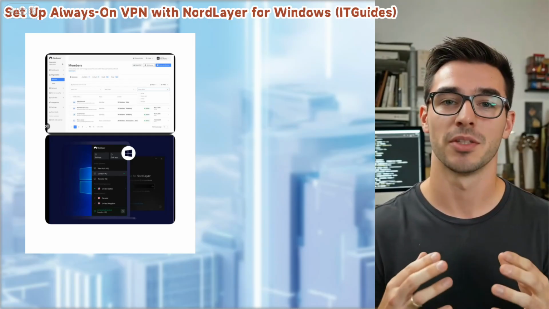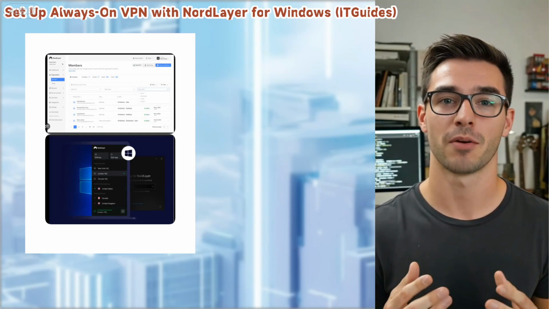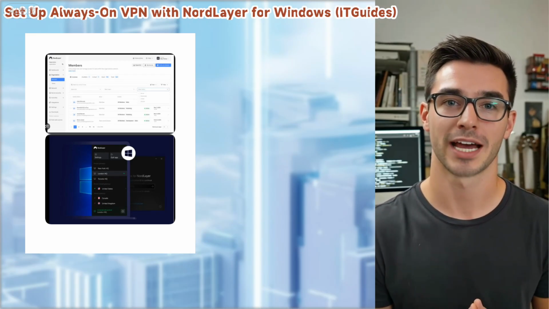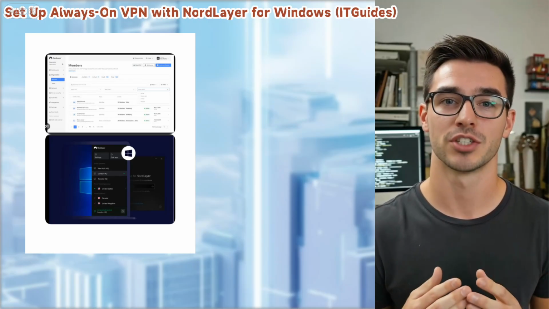Configure the enforcement scope per team or org-wide, with auto-connect conditions such as on startup or on untrusted Wi-Fi. Set a preferred gateway or let users use the recommended gateway. 5. Save and publish the policy.